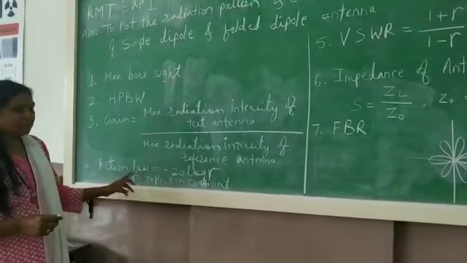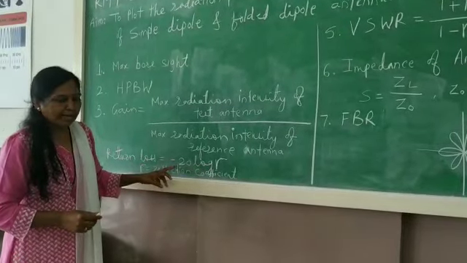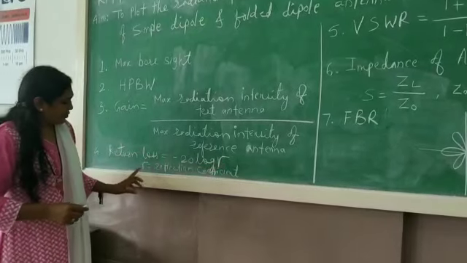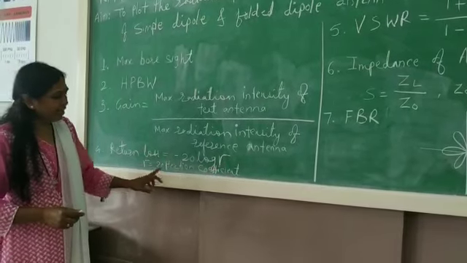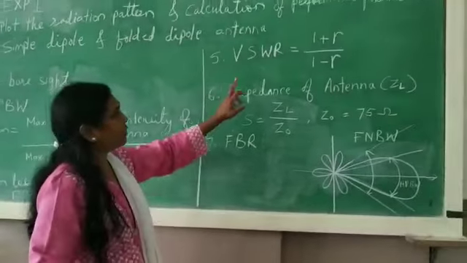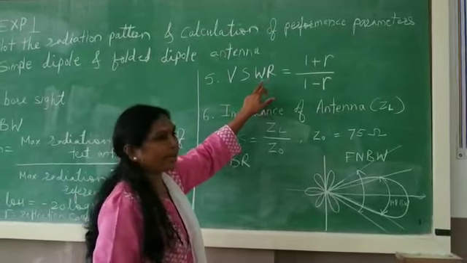Then we can calculate the return loss using this equation, which is nothing but minus 20 log of gamma, where gamma is nothing but the reflection coefficient. Then from this reflection coefficient we can measure VSWR. VSWR means voltage standing wave ratio.